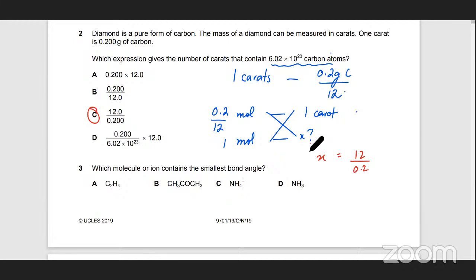Next is which molecule or ion contains the smallest bond angle? So C2H4 is ethene. That's a double bond. Carbon, that's fan shaped. So there's only one angle over here. That's 120 degrees. So what about this one?